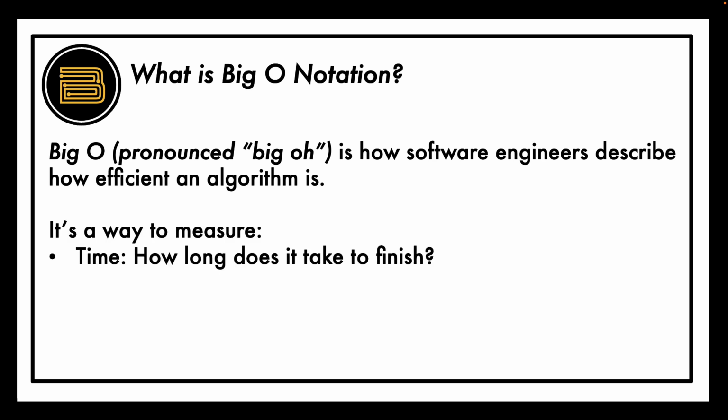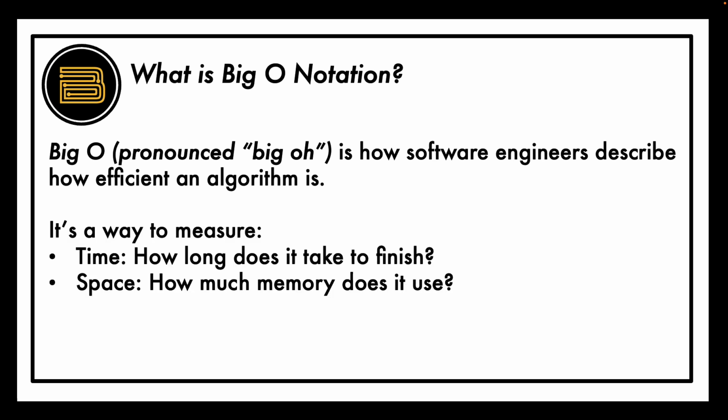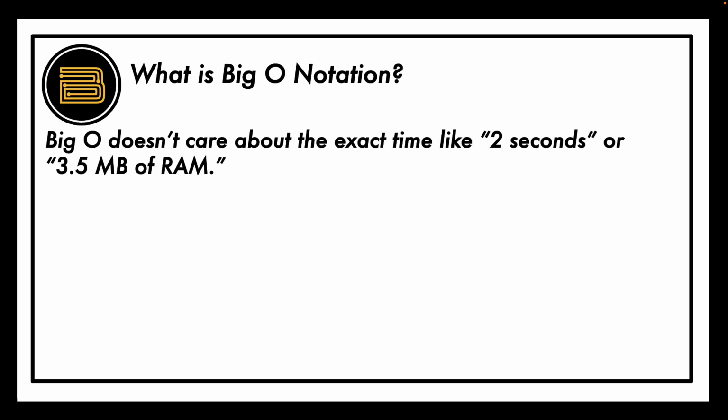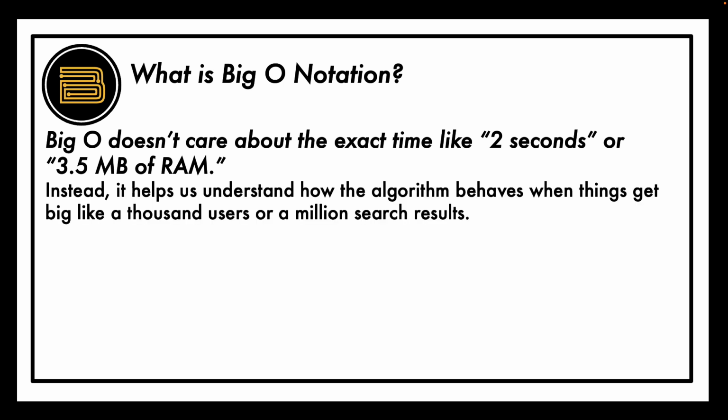It is a way to measure time, or how long does it take to finish, and space, how much memory does it use. Big O doesn't care about the exact time, like 2 seconds or 3.5 MBs of RAM. Instead, it helps us understand how the algorithm behaves when things get big, like 1,000 users or 1,000,000 search results.